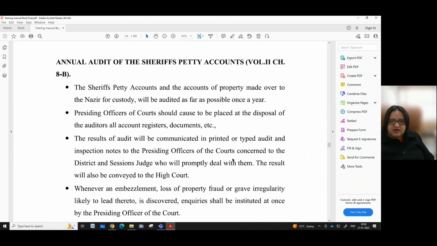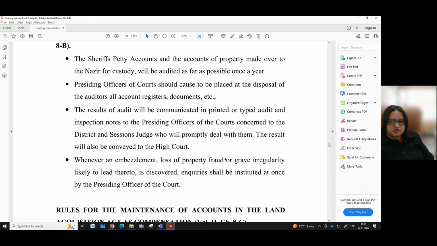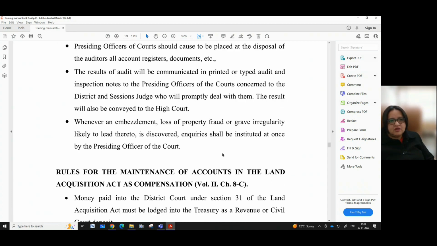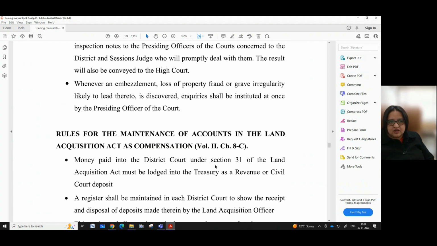Annual Audit of the Sheriff's Petty Accounts, Volume 2, Chapter 8B. The Sheriff's Petty Accounts and the accounts of property made over to the Nazir for custody will be audited as far as possible once a year. Presiding officers of courts should cause to be placed at the disposal of the auditors all account registers, documents, etc. The results of audit will be communicated in printed or typed audit and inspection notes to the presiding officers of the courts concerned and to the district session judge, who will promptly deal with them. The result will also be conveyed to the High Court.